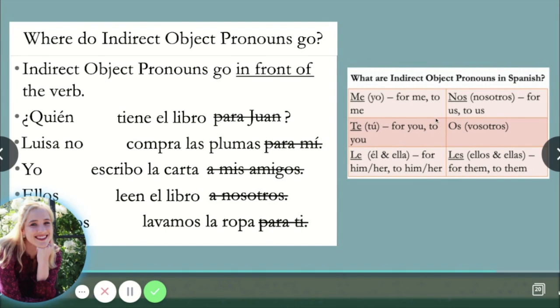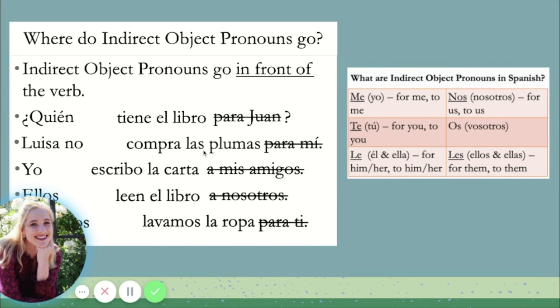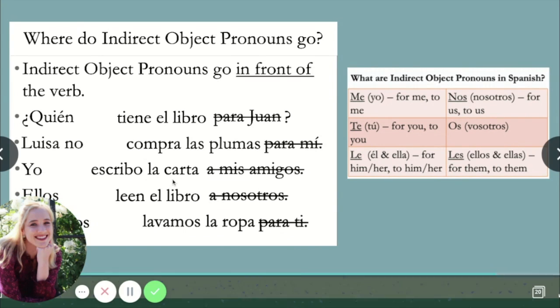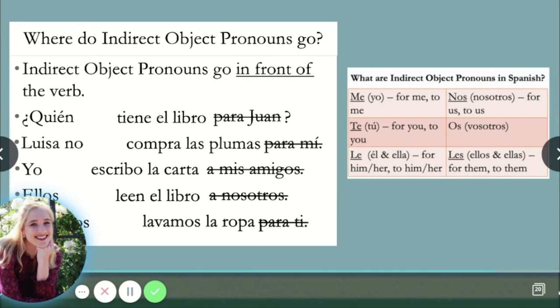Okay, we would say me. Luisa no me compra las plumas. She does not buy the pens for me. All right. Yo escribo la carta a mis amigos.